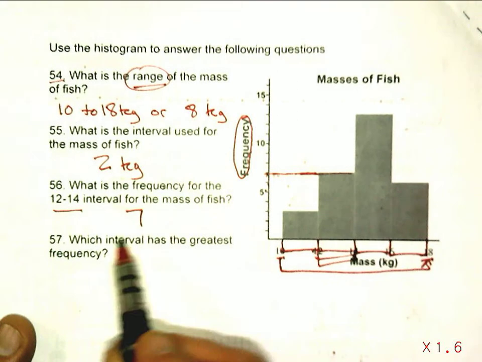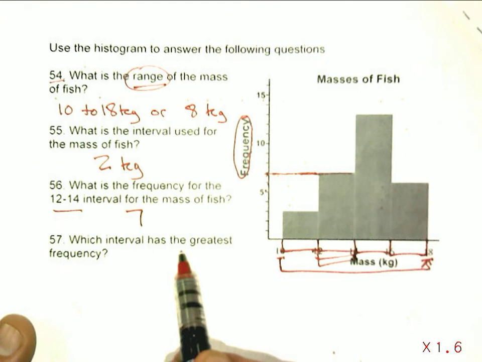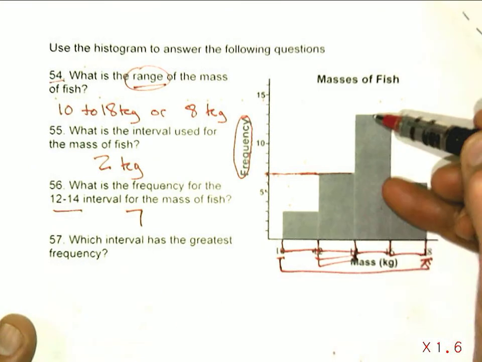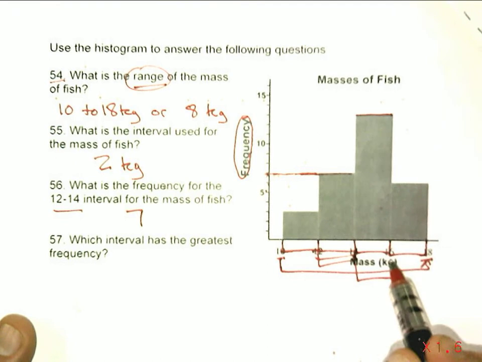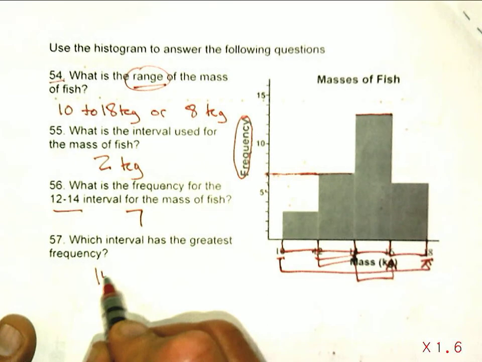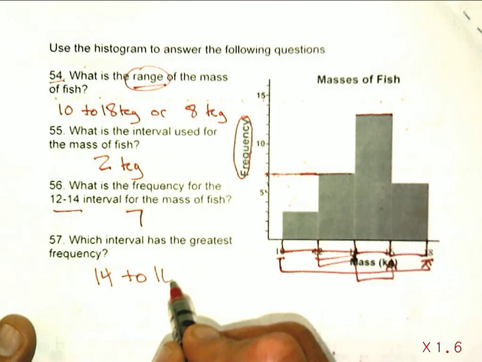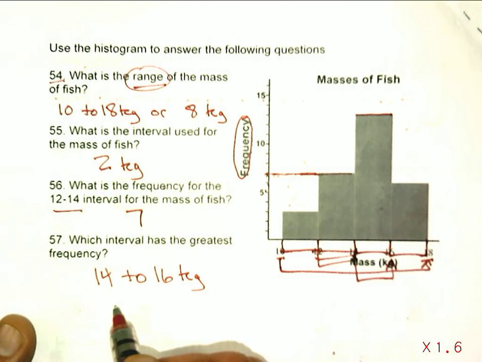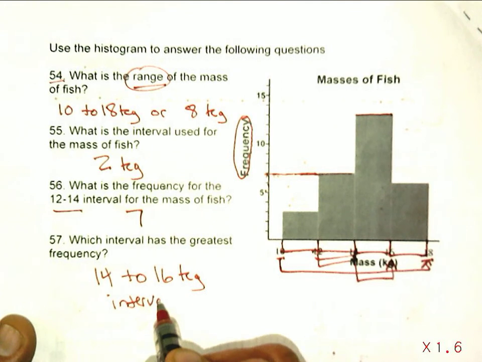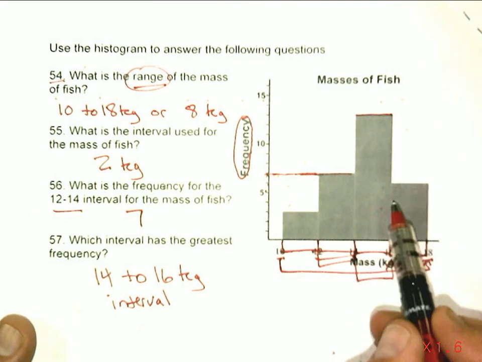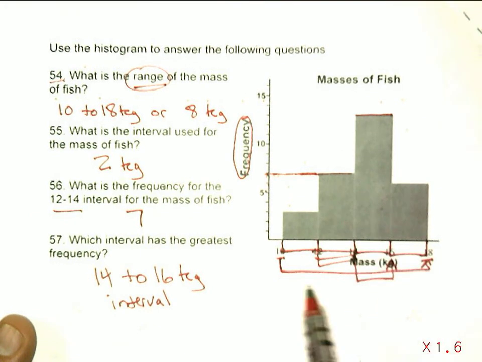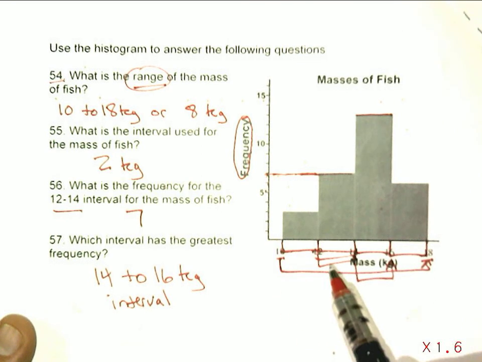And then the last question, question 57, which interval has the greatest frequency? So we want the tallest bar in this case. We want to know which interval that is. That's the 14 to 16 kilogram interval has the greatest frequency. And so those are histogram questions, so you need to understand what a histogram is and how to read a histogram, and intervals and frequency representations in a histogram.